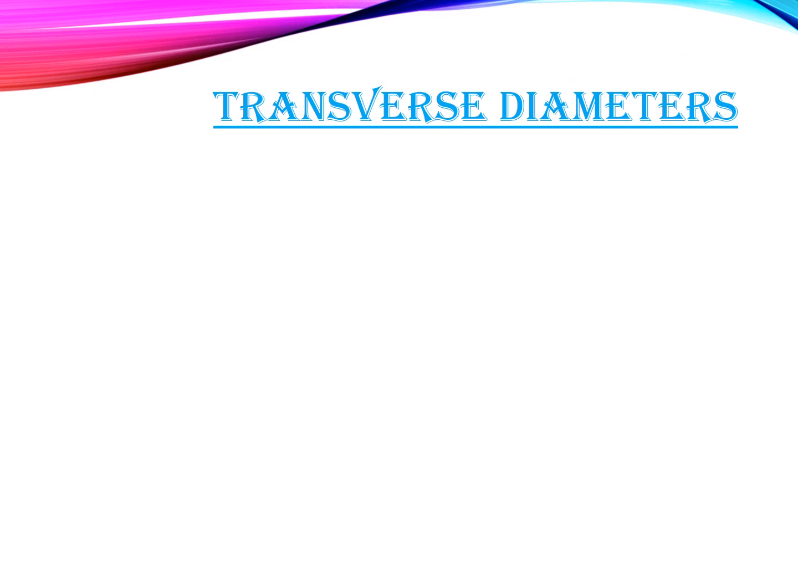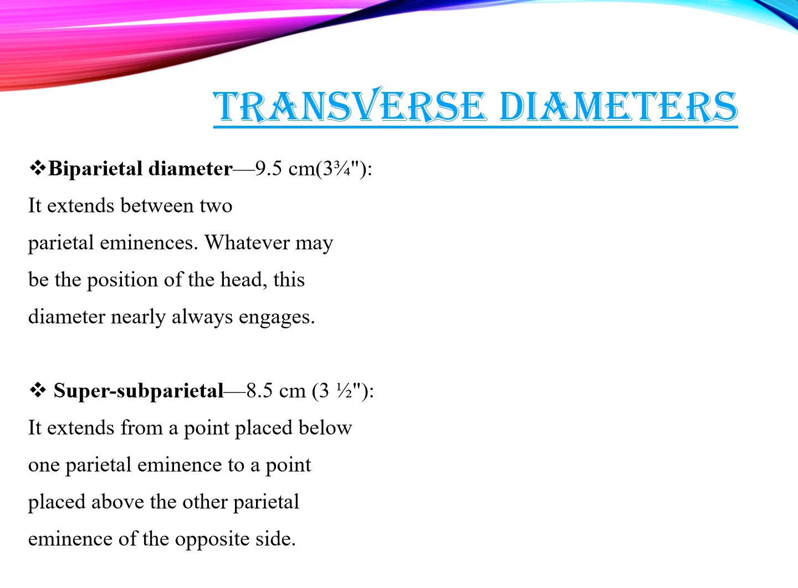The important transverse diameters are the biparietal diameter, measuring 9.5 centimeters, which extends between the two parietal eminences. Whatever may be the position of the head, this diameter nearly always engages. The suprasubparietal diameter, measuring 8.5 centimeters, extends from a point placed below one parietal eminence to a point placed above the other parietal eminence of the opposite side.